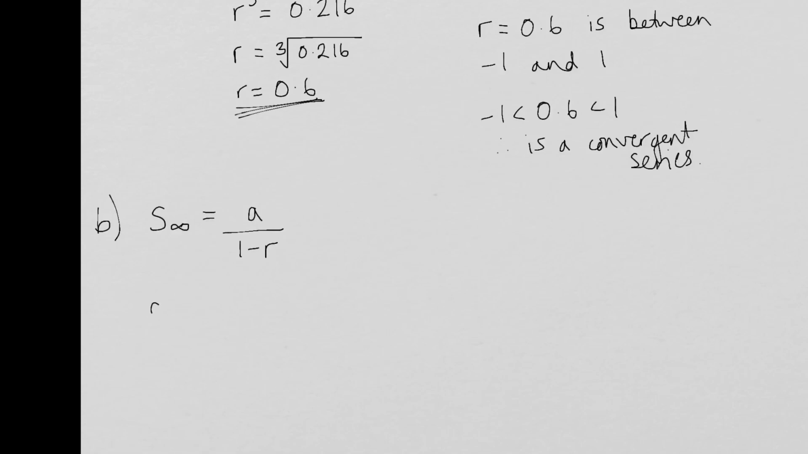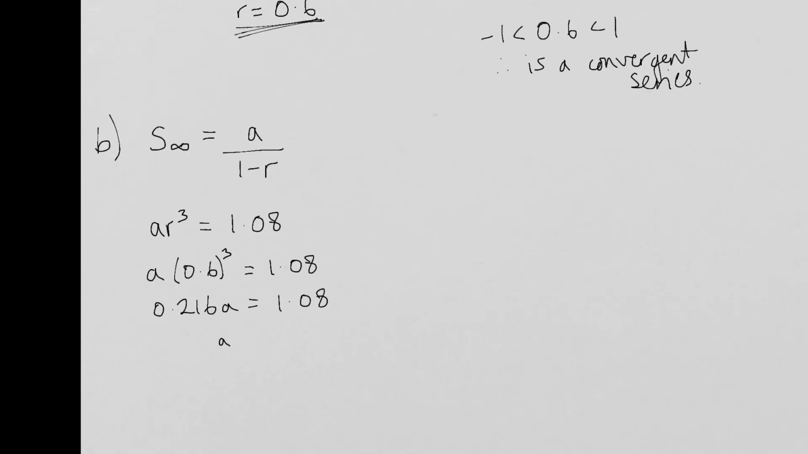Okay, so ar cubed is equal to 1.08. We know that the value of r is 0.6 as we calculated that in the last one. So 0.6 cubed times a is equal to 1.08. So that's going to give us 0.216a is equal to 1.08. Rearranging that to get a, 1.08 divided by 0.216 tells us that a is 5. You can check that on your calculator if you'd like to.